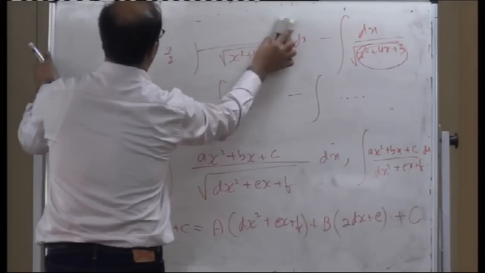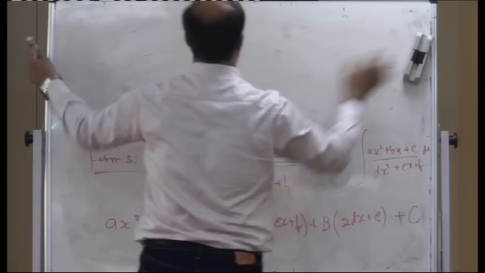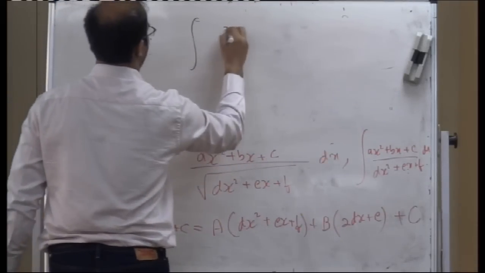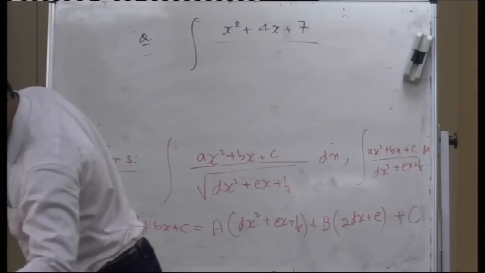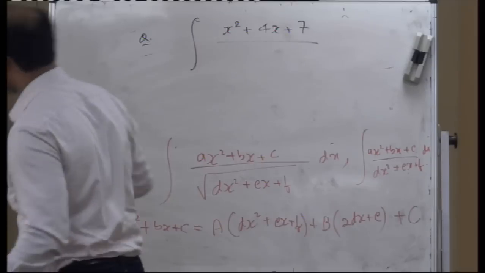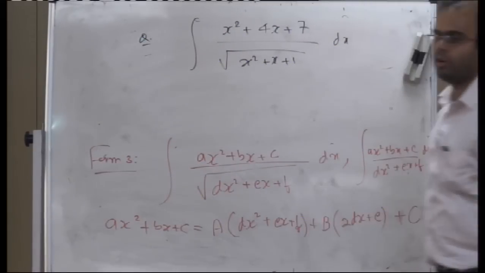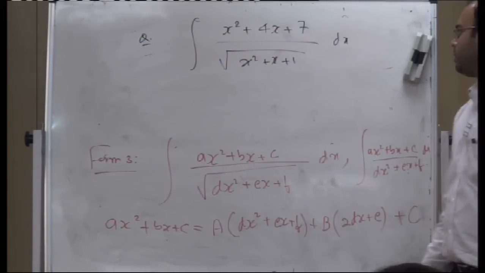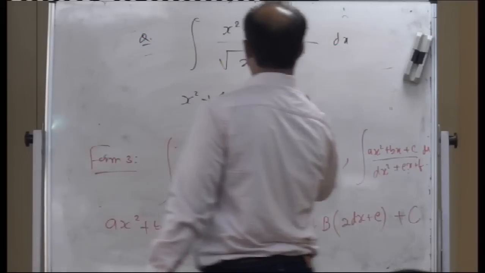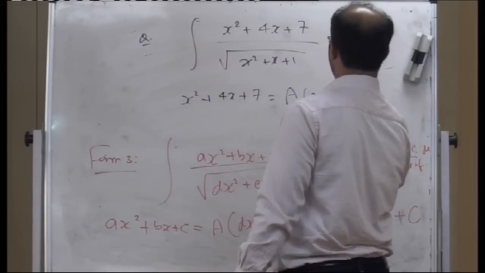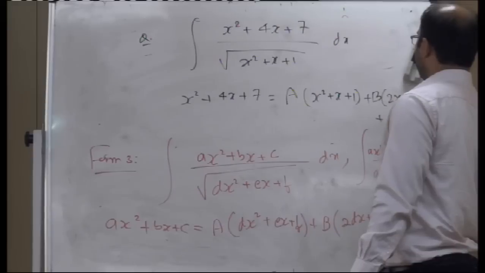Integral of x square plus 4x plus 7 divided by root over x square plus x plus 1. Now this is actually form 3, as we say, quadratic in the denominator and quadratic in the numerator. In the denominator it is with root. So first we write x square plus 4x plus 7 as capital A times of x square plus x plus 1 plus capital B times of 2x plus 1 plus capital C.